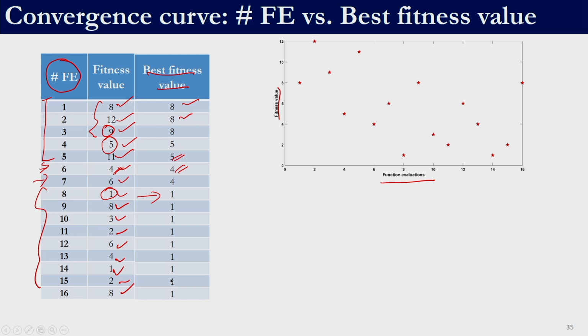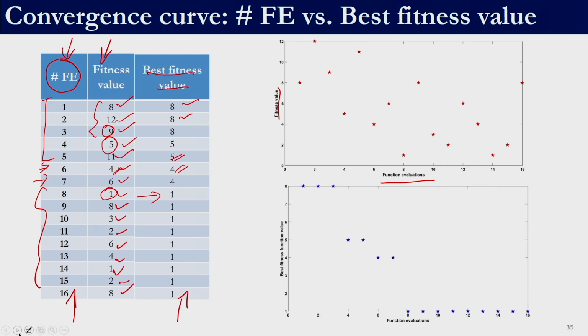So, instead of plotting this column versus this column, we are going to plot this column versus this column, right. That plot would look something like this. This is functional evaluations. When I evaluated the fitness function for the first time, what was the best fitness function value? This best fitness is important. This is not the fitness value, but the best fitness function value, right.